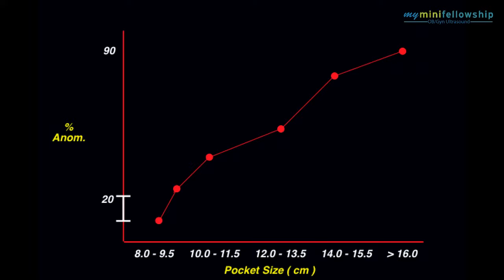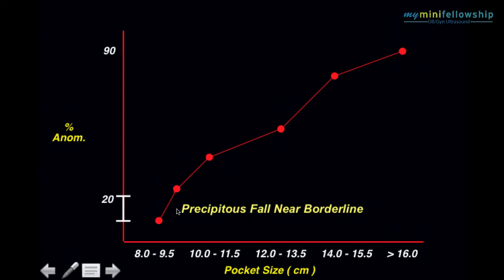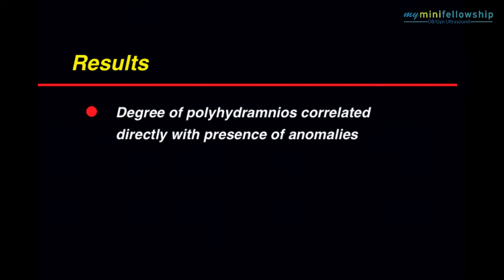And if you haven't found it, that's when you should start saying to yourself, I'm in trouble here. So you can see that there is a precipitous falloff near this borderline at around 8 centimeters of deepest vertical pocket. These were the results of the study, and nothing that I have learned since this study has changed my mind one iota. Degree of polyhydramnios correlates directly with the presence of anomalies. The more poly, the more likely the poly is secondary to an anomaly.